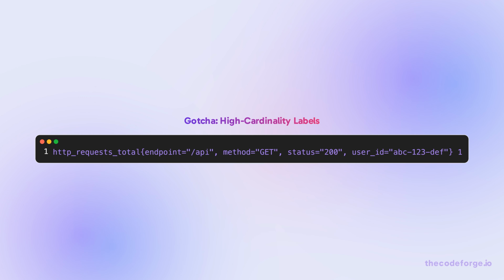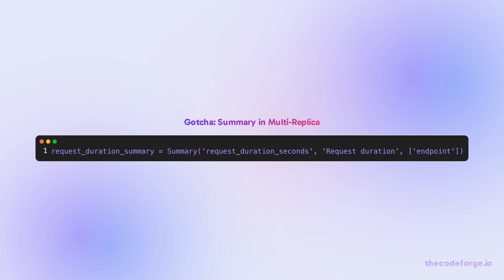This is the exact mistake from the incident. Adding userid as a label creates a new time series for every unique user. With thousands of users, the series count explodes and Prometheus runs out of memory. Summaries compute quantiles on the client side and cannot be aggregated across instances. In a multi-replica deployment, use histograms instead, which can be aggregated with histogram_quantile.